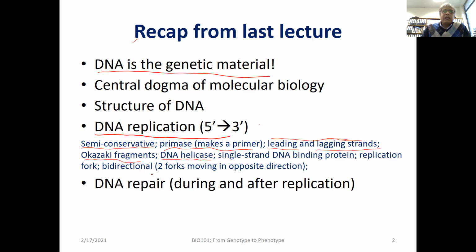We also talked about the origin of replication and the replication fork, the points at which DNA decides to start replication. And in the last part of the lecture, we talked about DNA repair, etc.